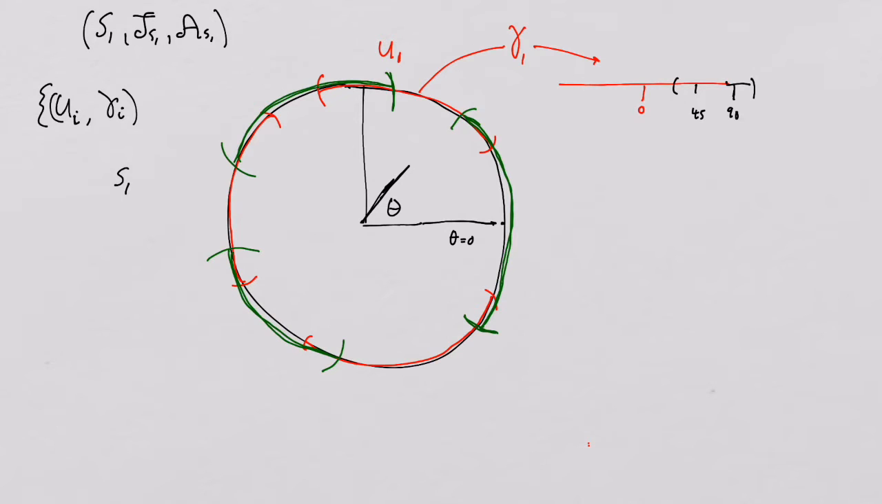And likewise, I could look at U2 and create its mapping, gamma 2, and it goes to the real line. And now let's pretend that this one was theta over 2, theta divided by 2. So this mapping up here was just gamma 1.